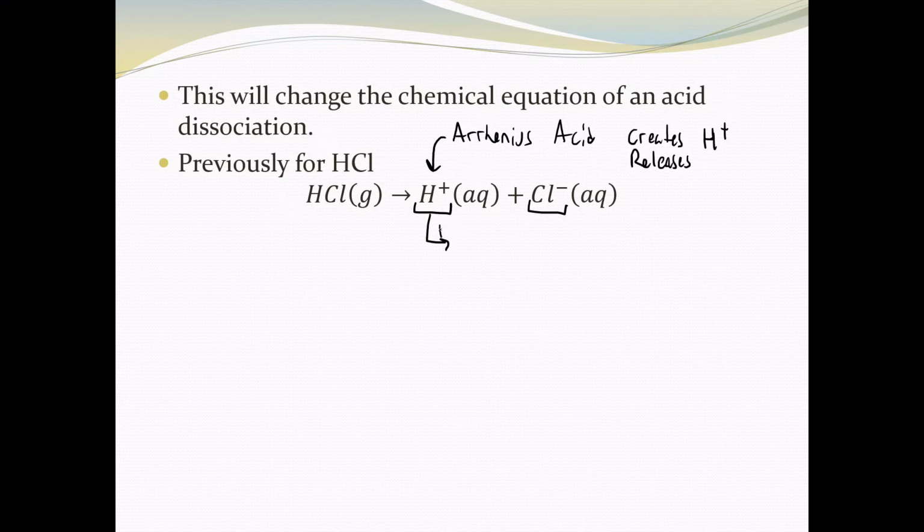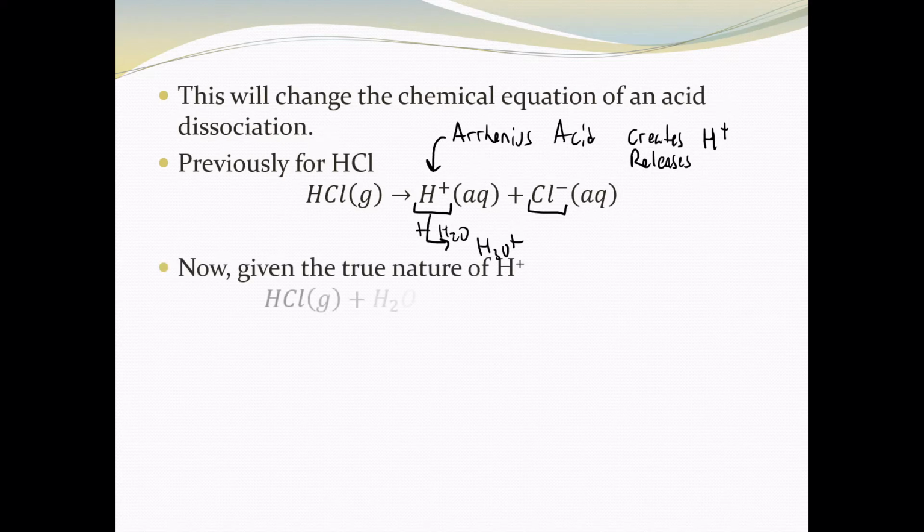The hydrogen ion ends up combining with water to create this. So we'll change this equation ever so slightly. It now looks like this. Given the true nature of hydrogen ions, the hydrogen chloride or the hydrochloric acid will combine with water to create hydronium ions. So here it is combining with water to create hydronium ions and chloride ions. So this gives us a slightly different definition of an acid. An acid no longer just creates or releases hydrogen ions. An acid will actually act in such a way that it creates this substance here, hydronium. Although we're not going to use that as our definition of what an acid is.